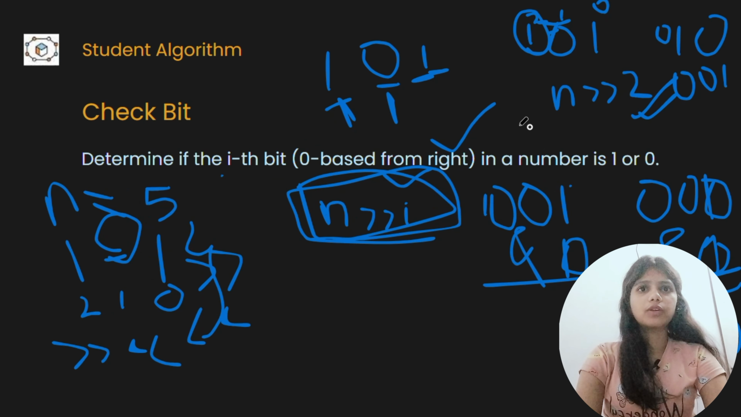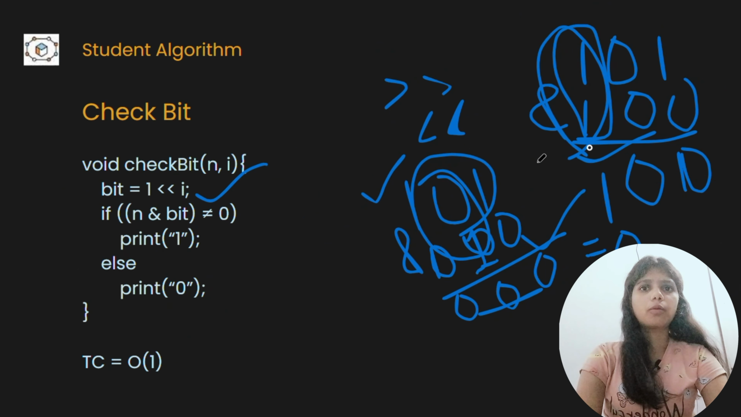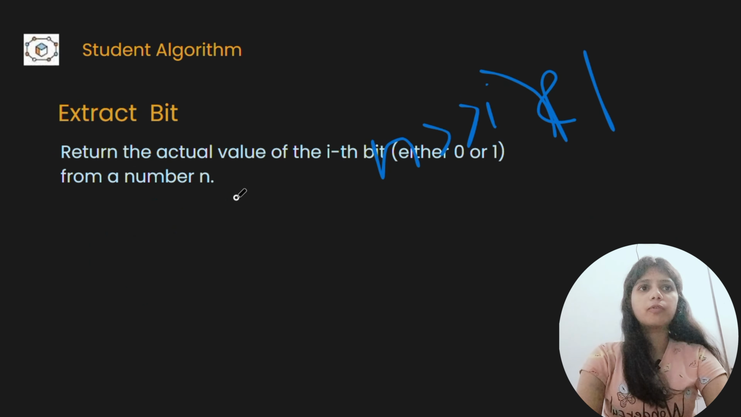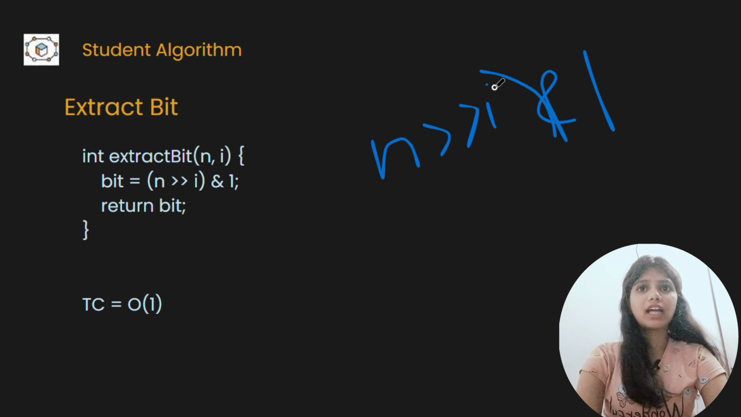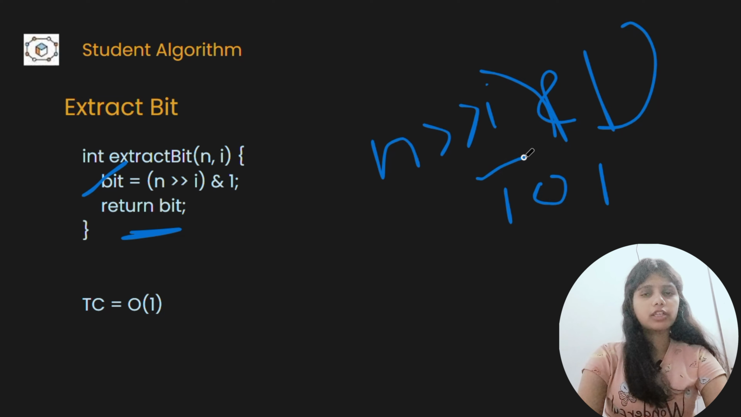As we discussed over check bit, we are performing a left shift operation, but in extract bit we'll be performing the right shift operation, getting that number, storing it in a variable, and then returning it. Suppose I have 101, and I need to check whether the bit at the second position, 0-based index, is 1 or not.